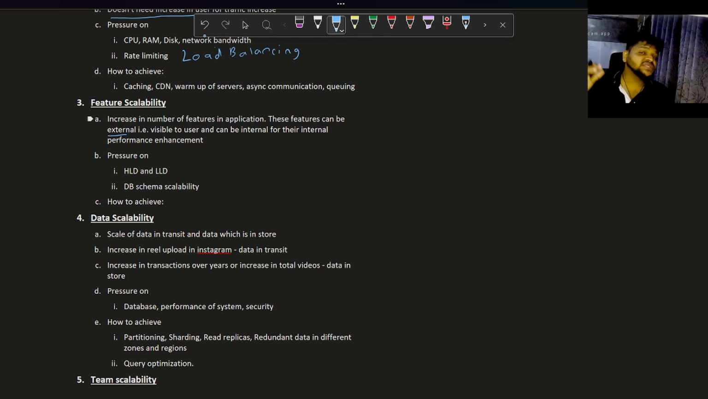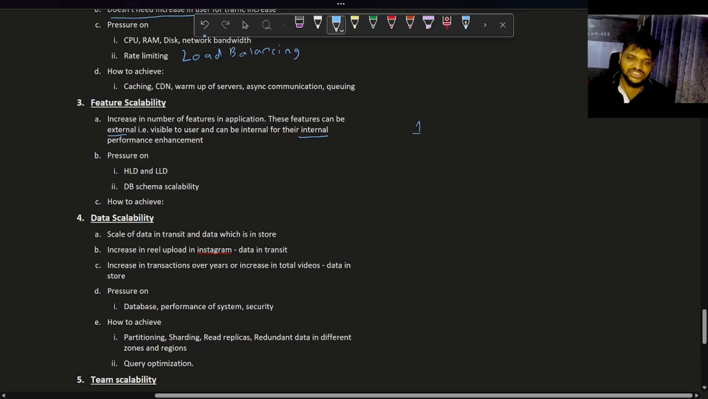But a considerable amount of the time, there are internal features which we are not actually building for the user, but we are building for our system to be performant enough. This is called internal features. The user is not using them, but they help us in enhancing our system. So this is what feature scalability is.